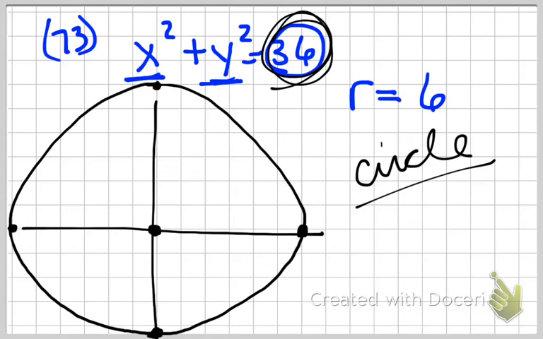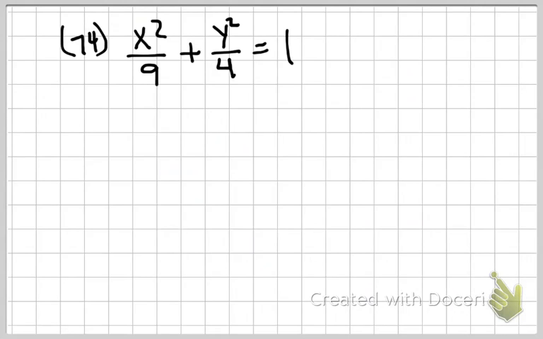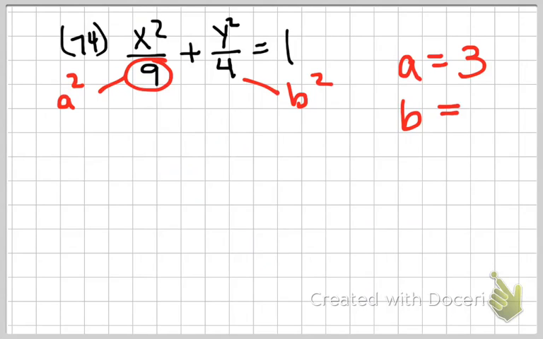All right, number 74. I have an ellipse. It's addition, and it's equal to 1, so that's how we know it's an ellipse. So with an ellipse, the larger denominator is going to be a squared, and so the smaller denominator will be b squared. So for the purposes of graphing, I know that a is going to be 3, and I know that b is going to be 2. So I'm going to go ahead and start the graph, and then we'll come back and find c.